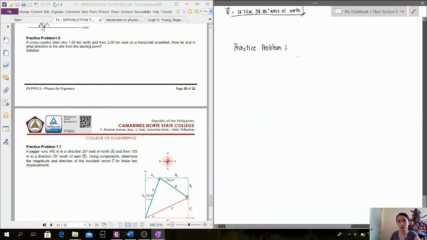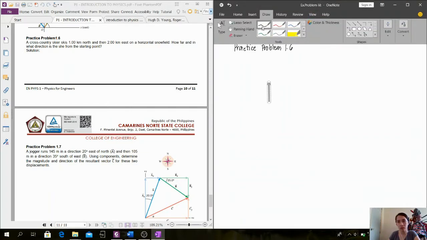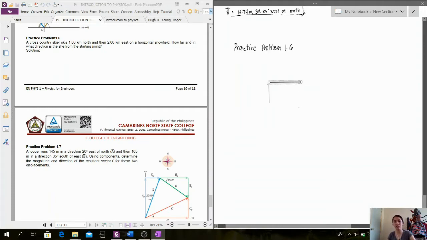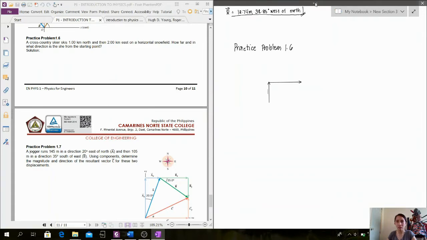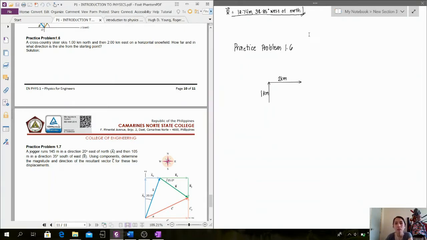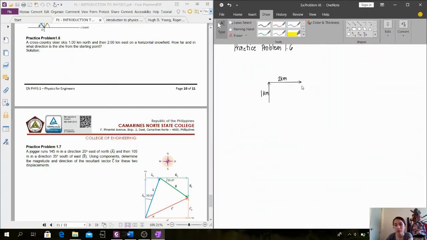1.6. Okay. First, she traveled 1 kilometer north and then 2 kilometers east. So this is 1 kilometer and this is 2 kilometers east. So we have the starting point here and the finishing point here.